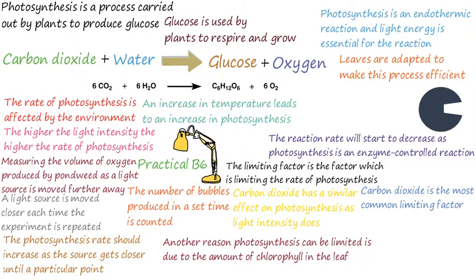Another reason why photosynthesis may be limited could be due to the amount of chlorophyll in the leaf. The lower the amount of chlorophyll, the lower the photosynthesis rate.